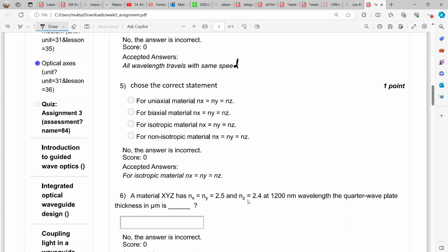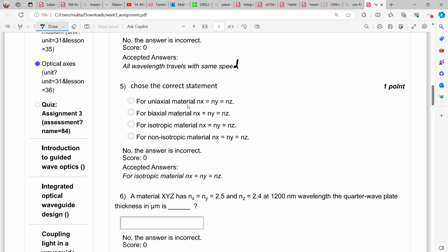Okay. Choose the correct statement. For uniaxial material, nx equal to ny equal to nz. So this is definitely false, because for uniaxial material, nx will be equal to ny, but will not be equal to nz. So at least one axis will have a different refractive index.